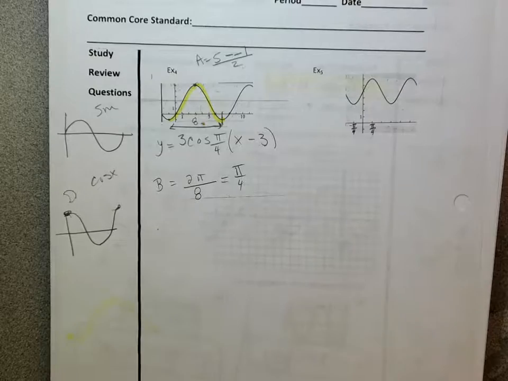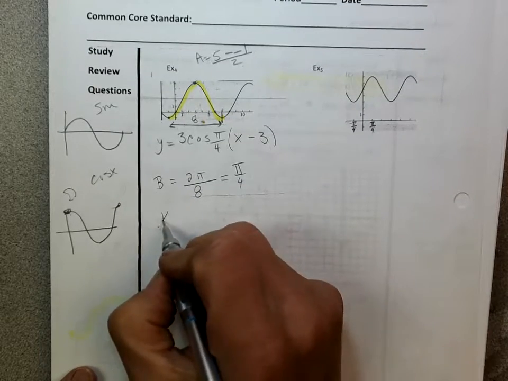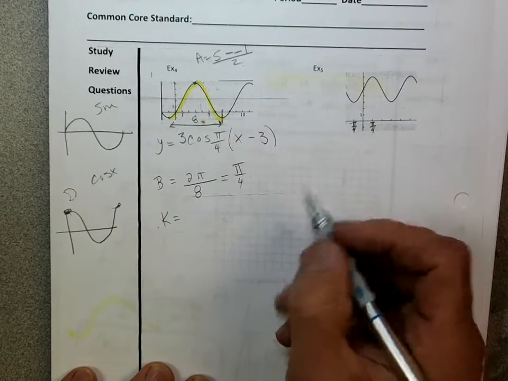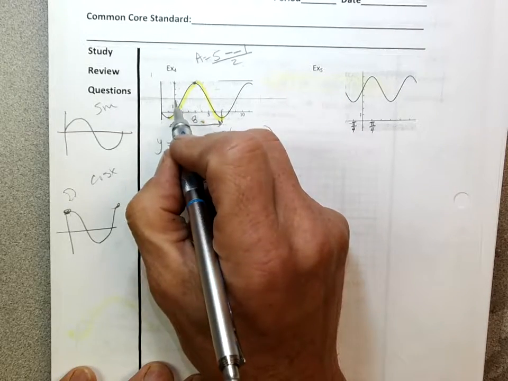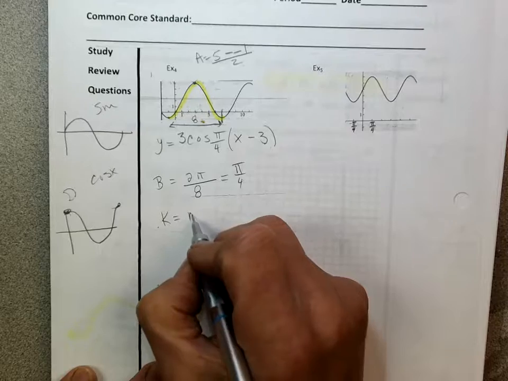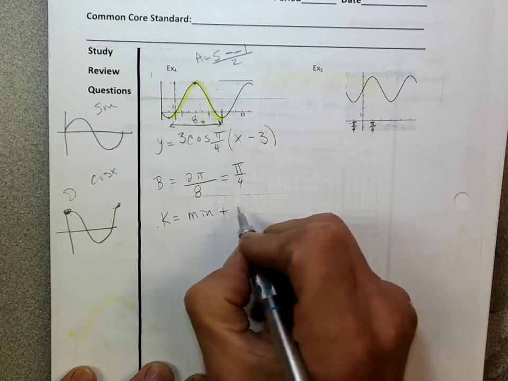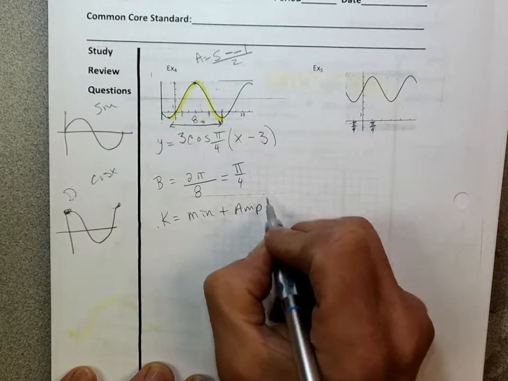Now, it has a vertical shift, so k. And here's another way to find k. If you can't figure out that it's been bumped up, it looks like it's been bumped up maybe 1, 2, maybe 3. But it's always going to be the minimum plus the amplitude, if you want to find out what k is.